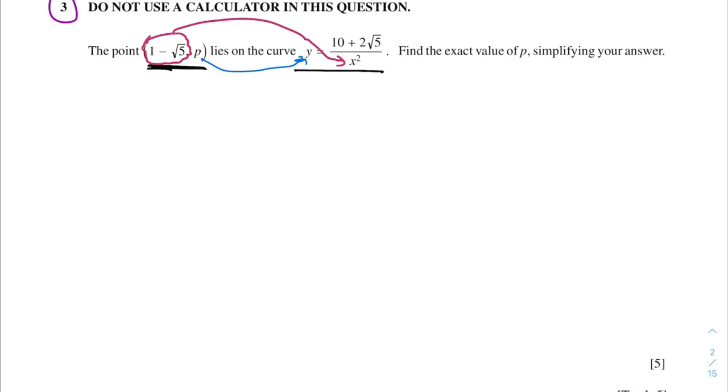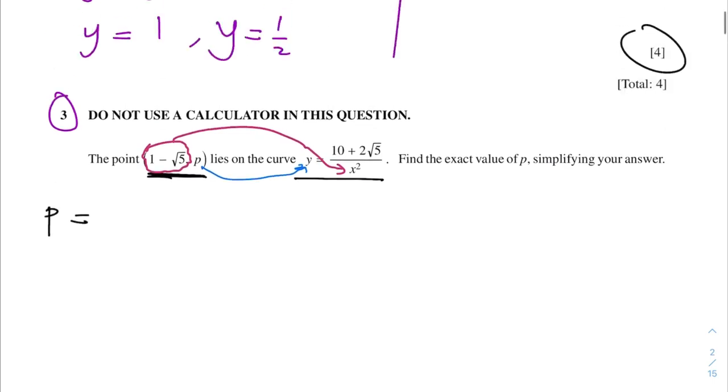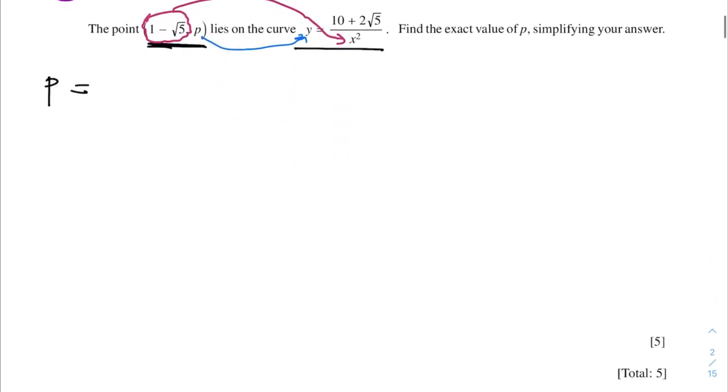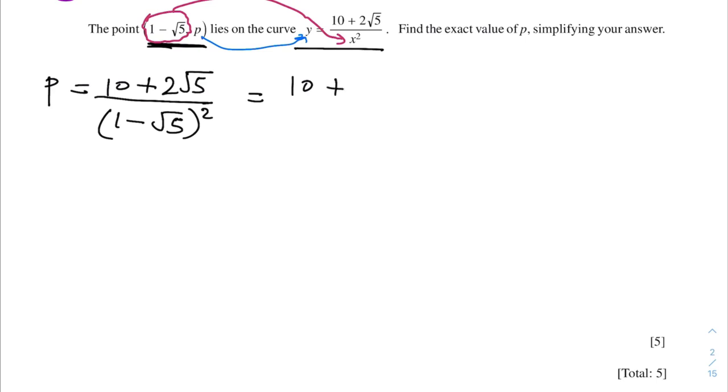Wherever you see y, put p there, so I can say p is equal to, all right, then I'll write 10 plus 2 root 5 all over x squared, right? But what is x? It's 1 minus root 5 all squared. Okay, so first, expand the denominator. You need to do that. Like the trick I showed you, do this.